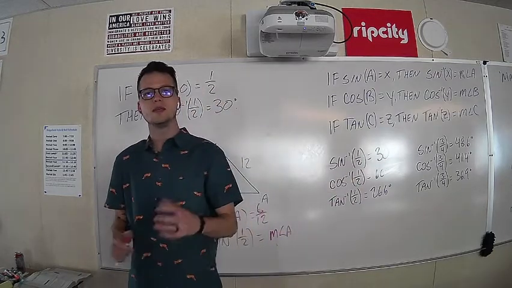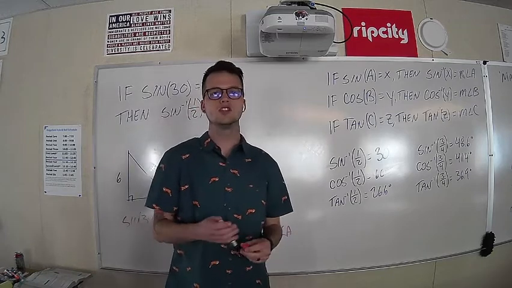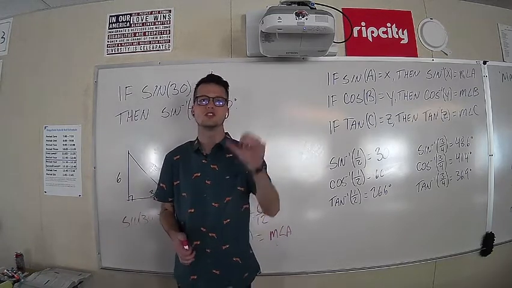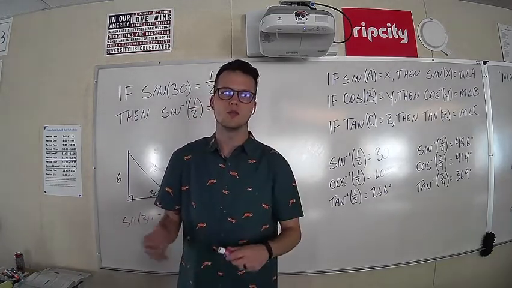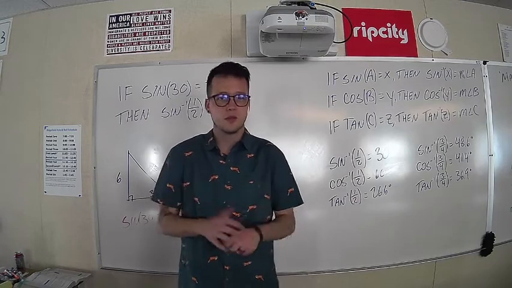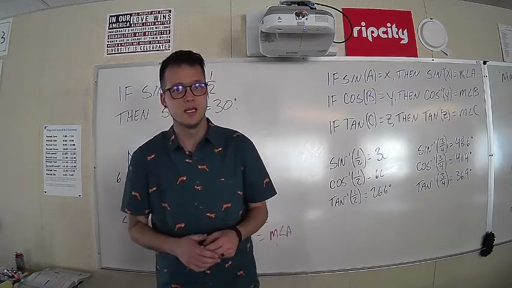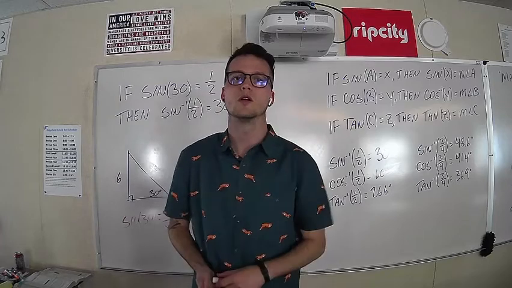It might be in the wrong mode. Make sure there's a little DEG somewhere on there. Your calculator should be in degree mode, not radian mode for these. If you're having troubles and you're not able to figure it out, shoot me an email, ask me in class. But I am going to move forward to our example at this point in time.